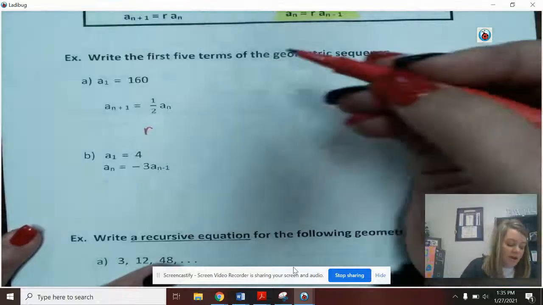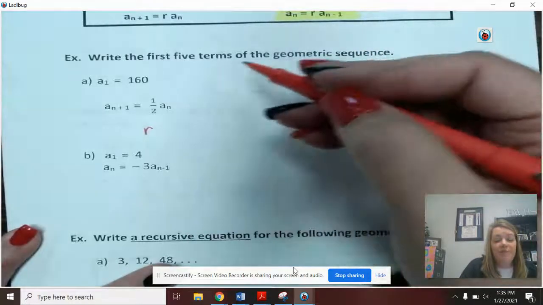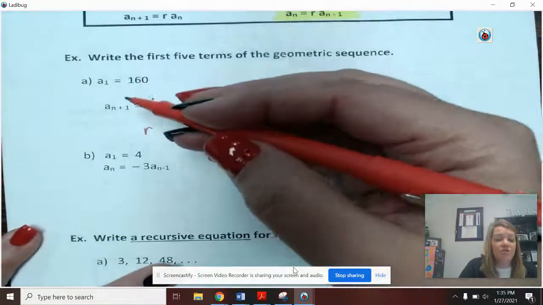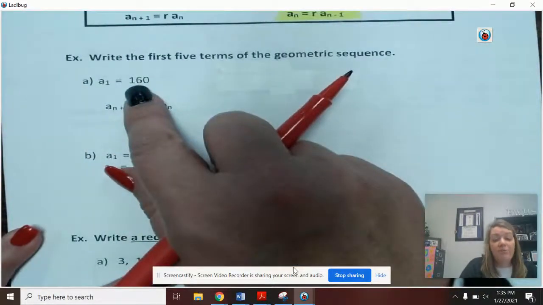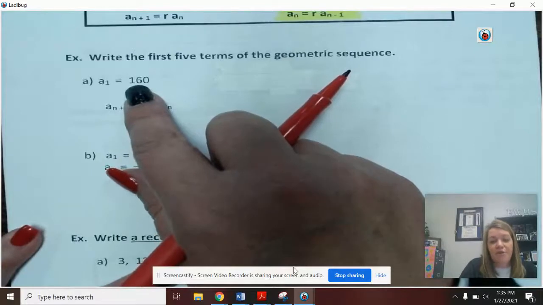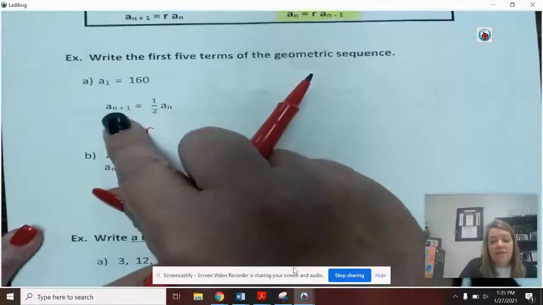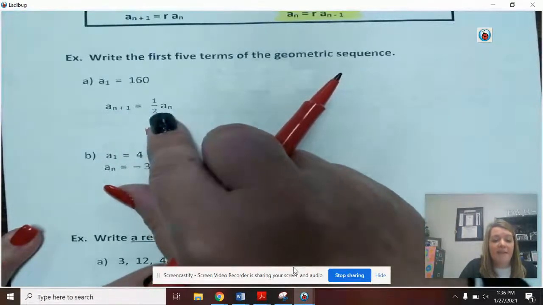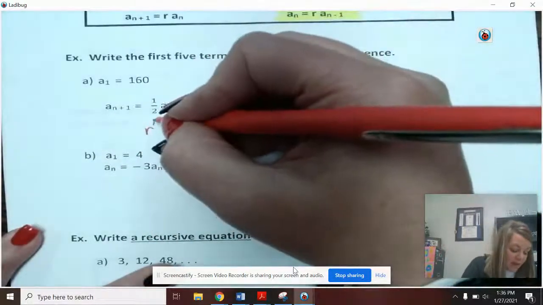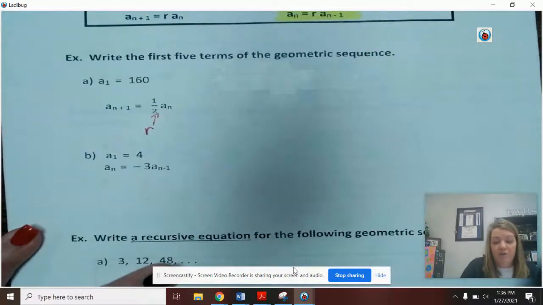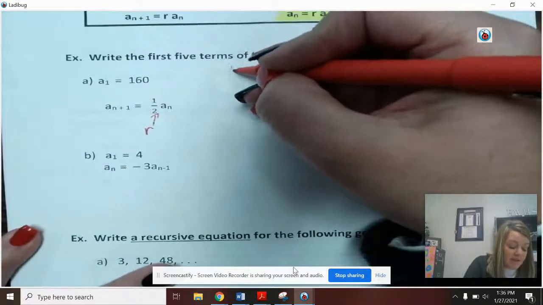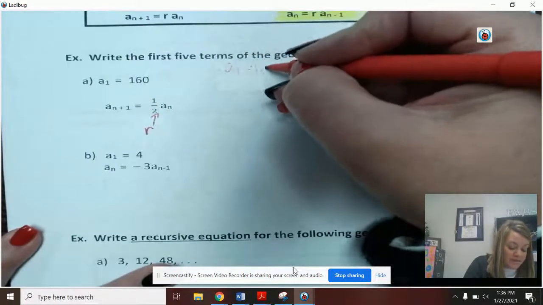Okay, we're going to do some examples now. We're going to write the first 5 terms of this geometric sequence using our given information here. We are told that a sub 1 equals 160, so that's the very first term in our sequence. And then here is our recursive formula: a sub n plus 1 equals 1/2 a sub n. That means that 1/2 is our r. Okay, that's our rate. So I'm going to write that a sub 1 equals 160.